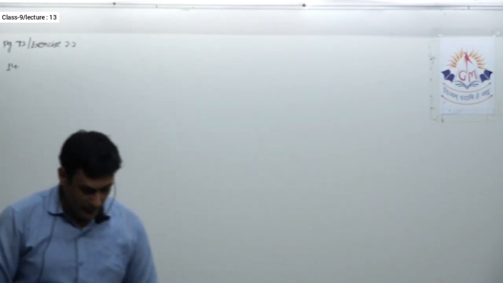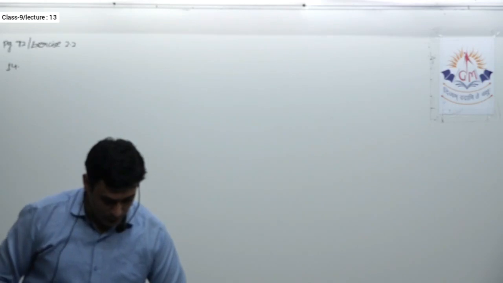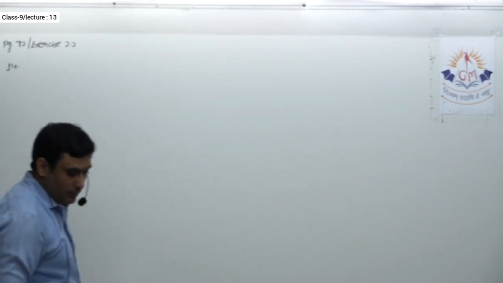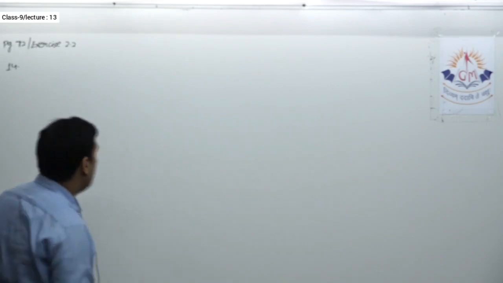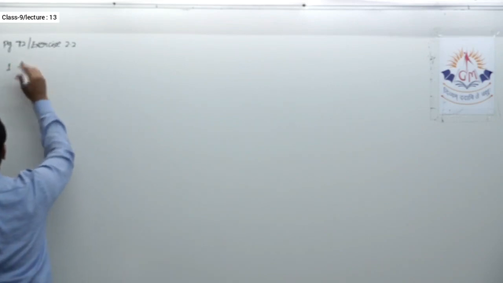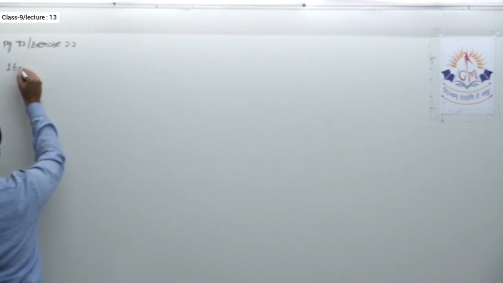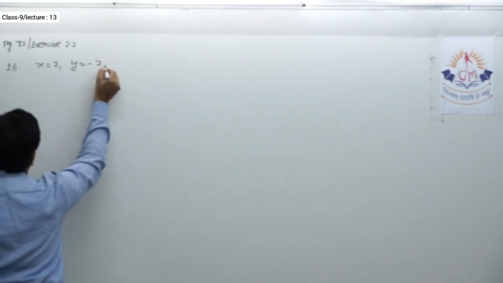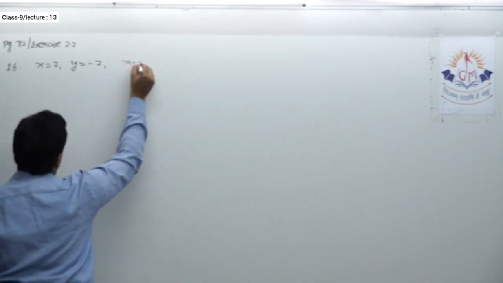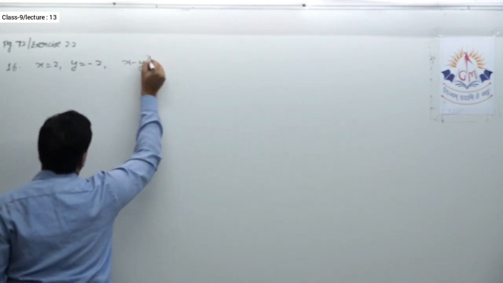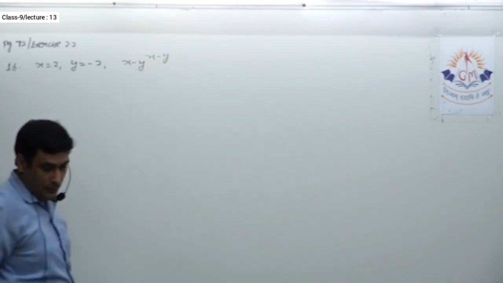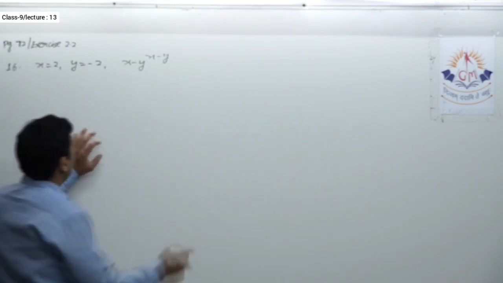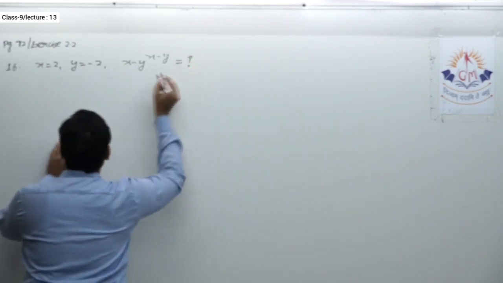Now next I'll take question number 16. If x is equal to 2 and y is equal to minus 2, then we have to find the value of x minus y raised to x minus y. So x equal to 2, y equal to minus 2, then we have to obtain the value of this.